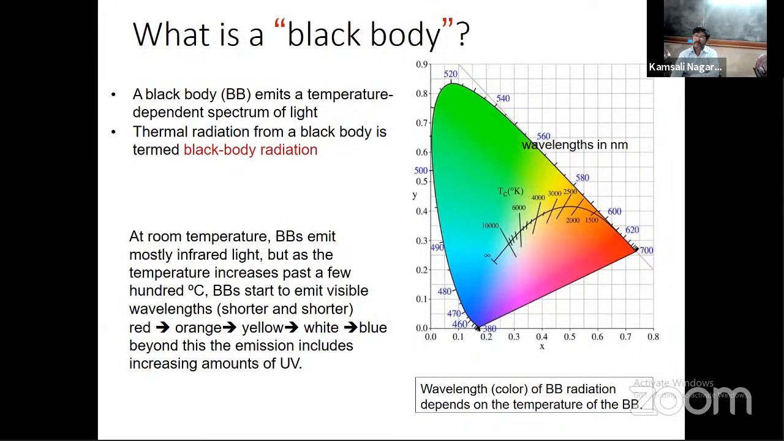They don't use the word black only in terms of the color. A black body emits a temperature dependent spectrum of light. In the sense, whenever you are expecting the black body, it emits radiation, and that emitted radiation depends on the temperature. Means for different temperatures, it emits different wavelengths.